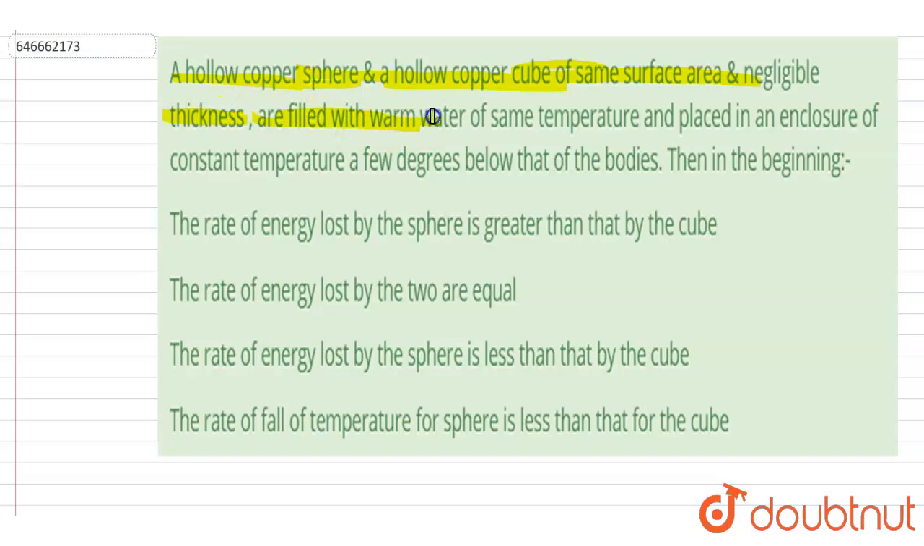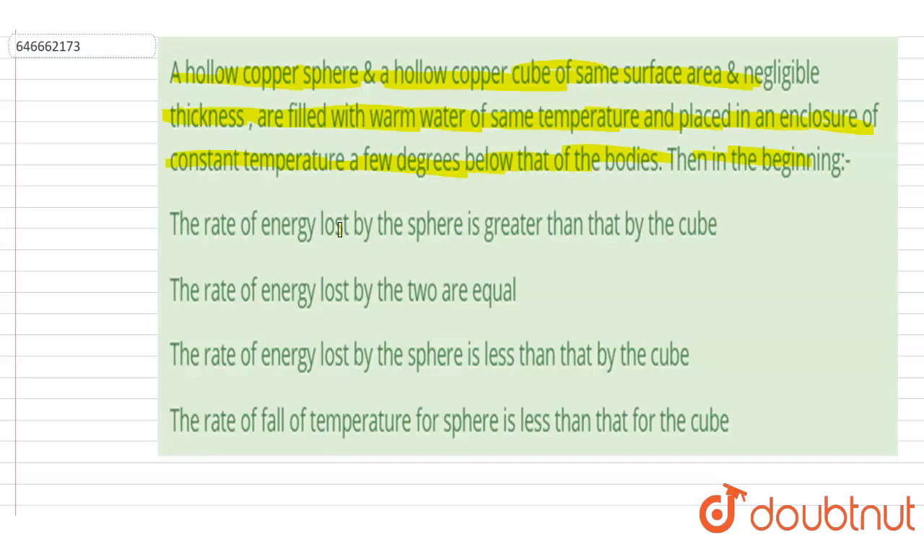Hello everyone, a hollow copper sphere and a hollow copper cube of same surface area and negligible thickness are filled with warm water of same temperature. So if you see, the sphere and the cube are made up of copper, surface area is same and thickness is negligible, and they both are at same temperature, placed in an enclosure of constant temperature a few degrees below that of the body. Then you have to check which option out of A, B, C, D is the correct one.